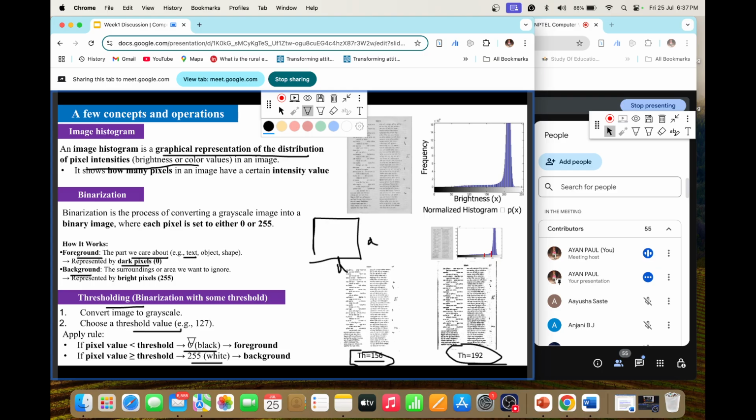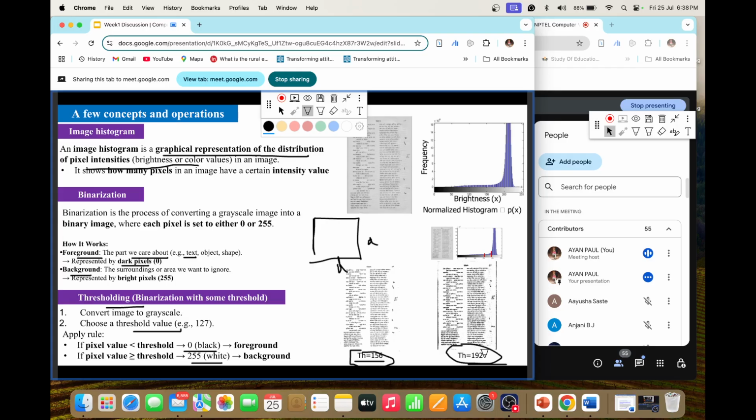Similarly, you can choose another random value like 192. Pixel values lesser than 192, you will round off to 0. Pixel values greater than or equal to 192, you will round off to 255. So this is a random value you are choosing.